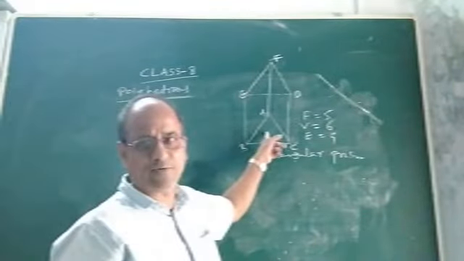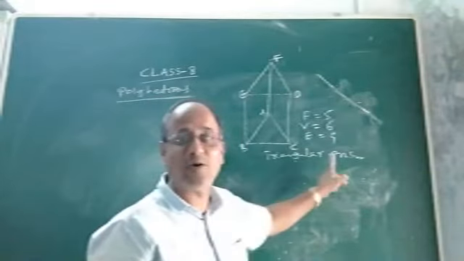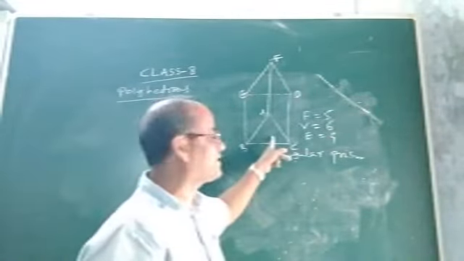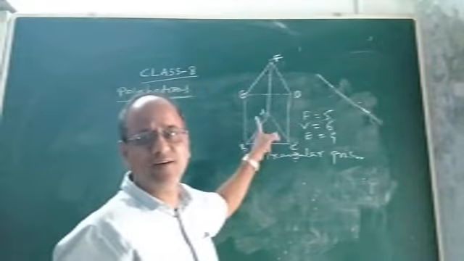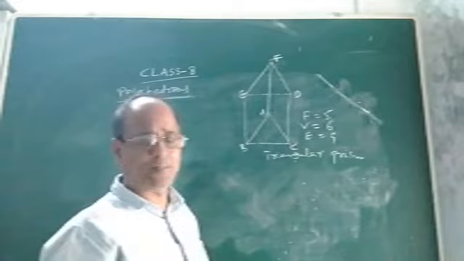So it is no doubt a prism. And what is the name of this prism? It will be a triangular prism. Why is it a triangular prism? Because it stands on the base. The base of this prism is a triangle on which it stands. So it is a triangular prism.